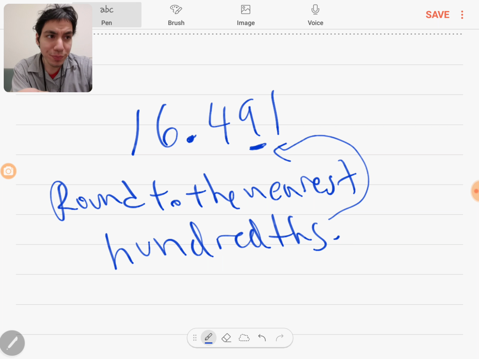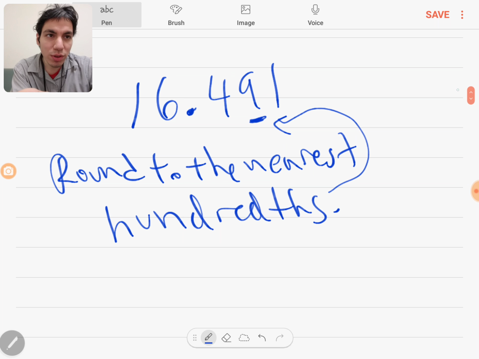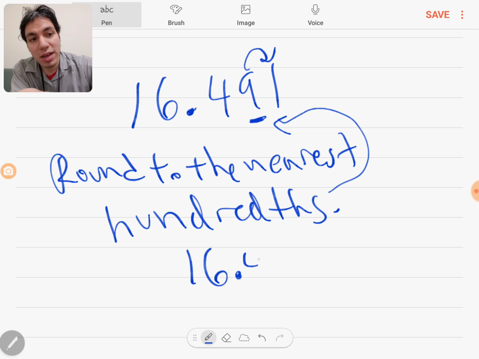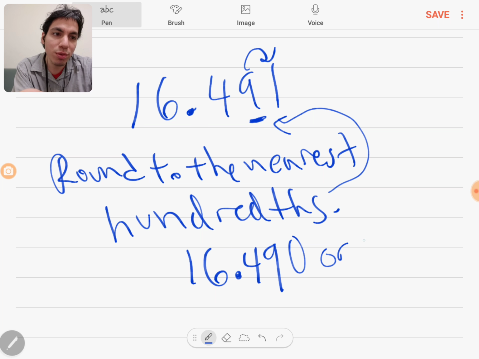If you remember, the hundredths place is right there. So knowing this, we look to the number to our right and see, is it 5 or bigger? If it's not 5 or bigger, we keep the digits as they are and replace every number to the right of the 9 by 0. Or you just simply put this as 16.49 as your answer.